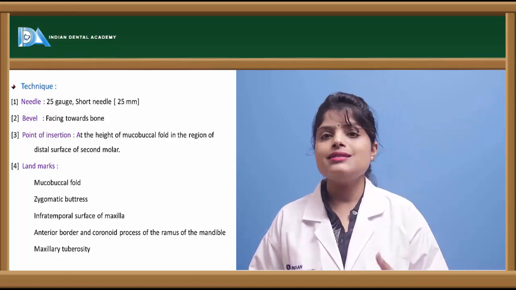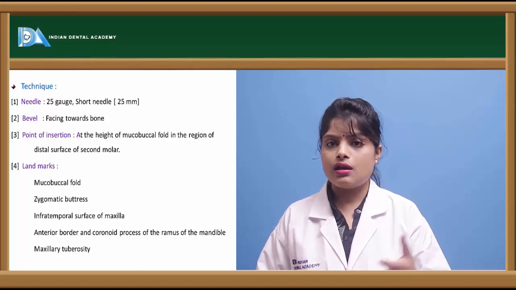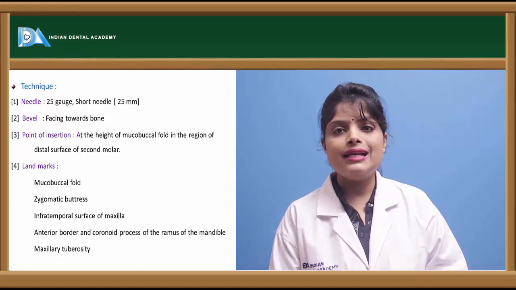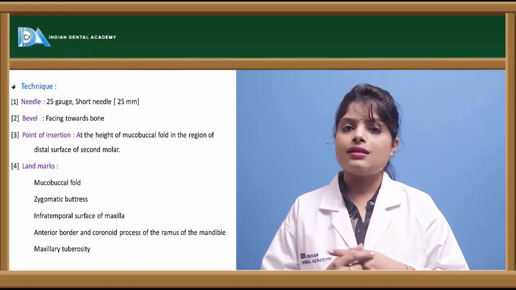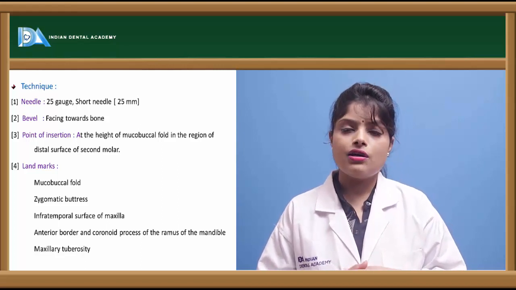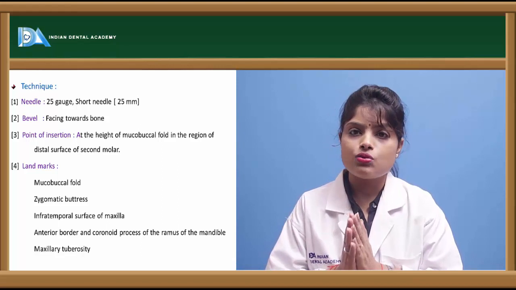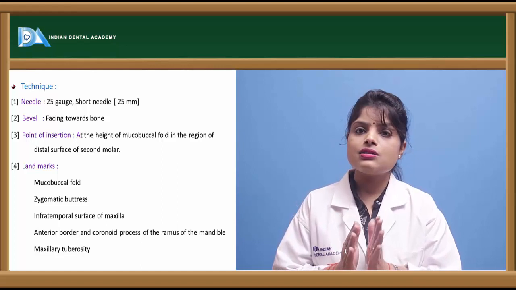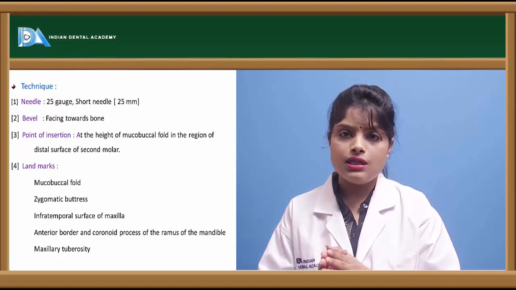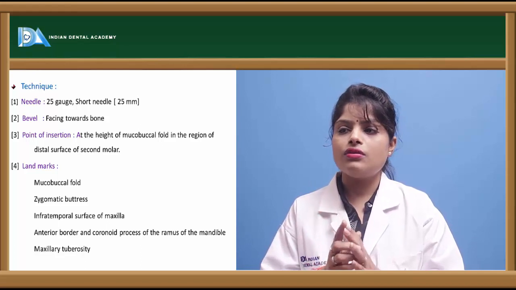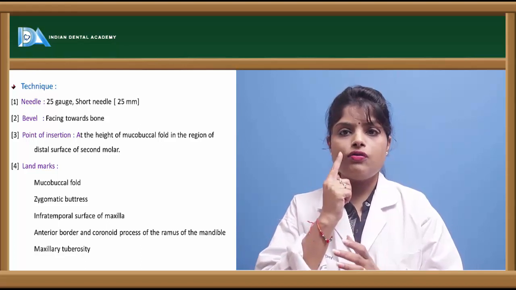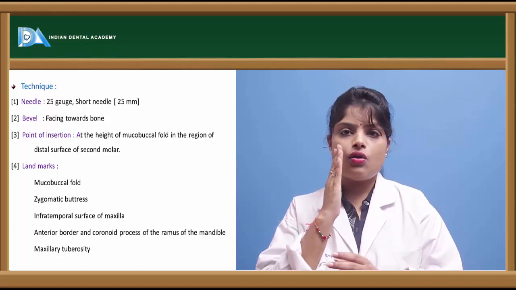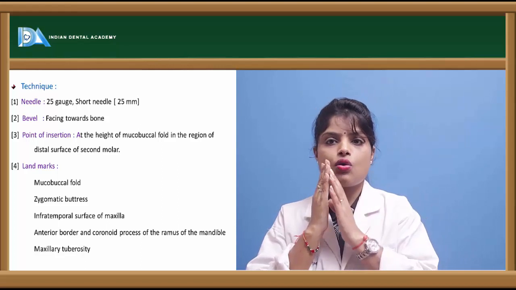Now let us see the main technique of the posterior superior alveolar nerve block. We basically take a 25 gauge short needle, and first we find the various landmarks associated with this nerve block. The landmarks are the maxillary tuberosity, the zygomatic process of the maxilla, then the mucobuccal fold. The mucobuccal fold is the area present inside the cheek or inside the buccal mucosa. This is called the mucobuccal fold.